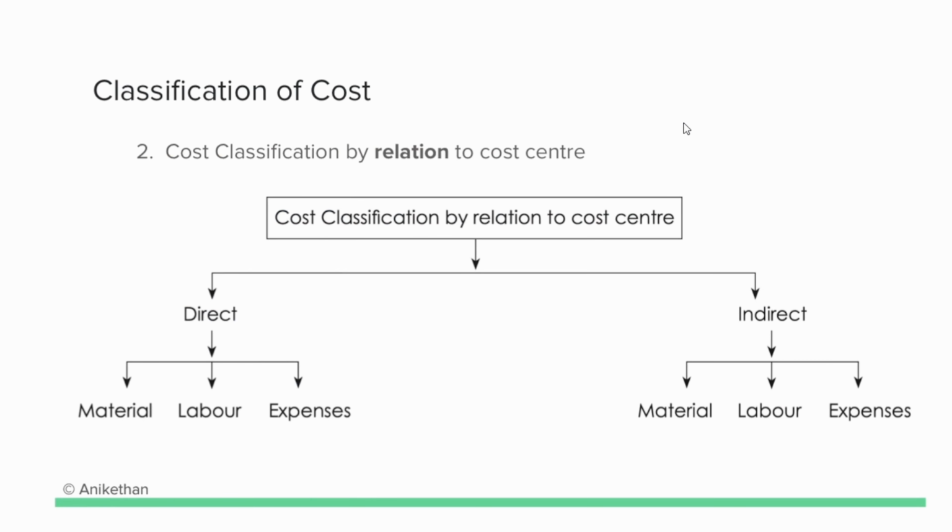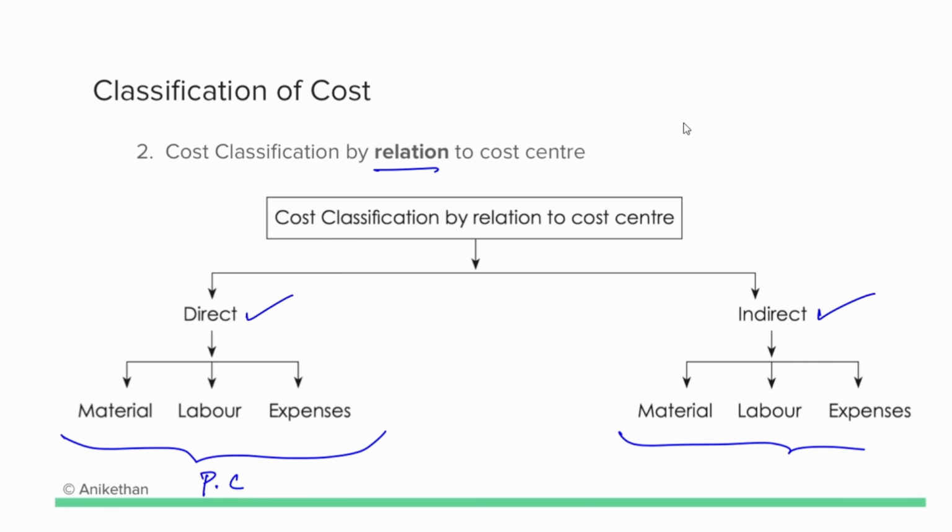Next is classification by relation, how they are related to the cost center, whether related directly or indirectly. They can be further classified into direct material, labor, expense. This put together is called prime cost, all direct material, labor, and expense. All indirect material, labor, and expenses are collectively called overheads. This is the second method of classifying the cost.